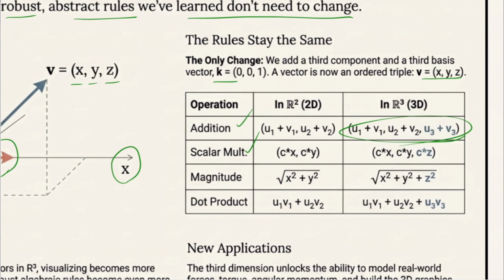About the scalar multiplication, we are going to do the same concept, but at this point, we are going to have z to be multiplied by c. So c times x, c times y, and at this point, we do have c times z. What about the magnitude? Still the same, but we do have another number that gets in. And what about the dot product? Still the same concept with a new term.